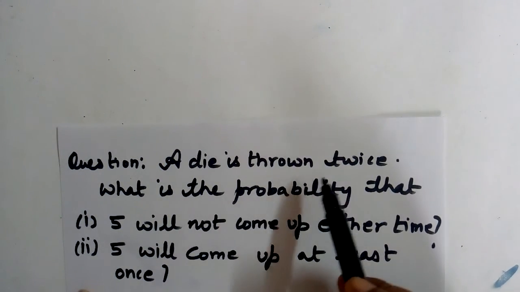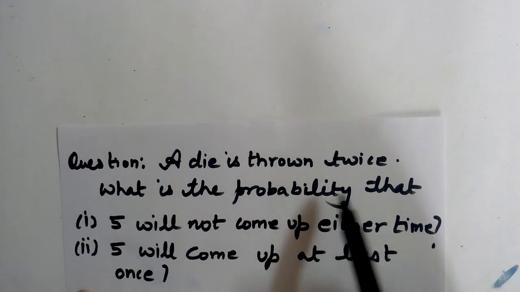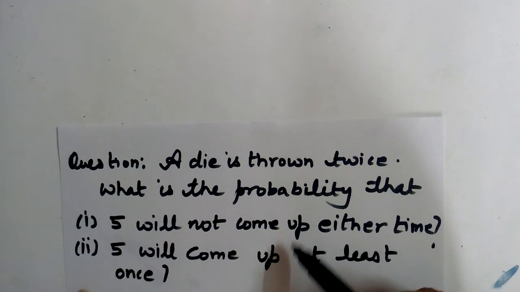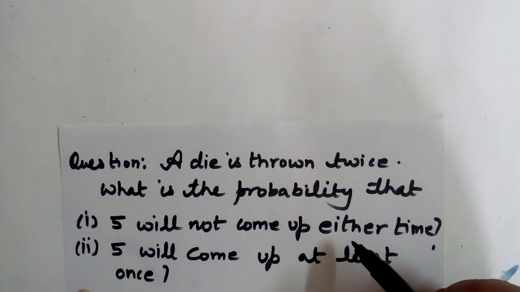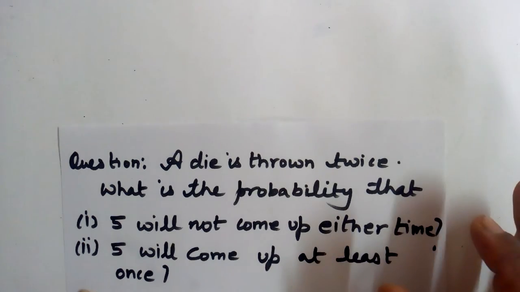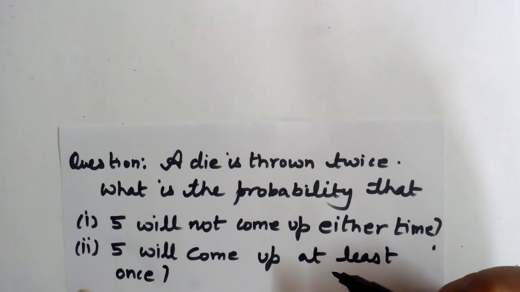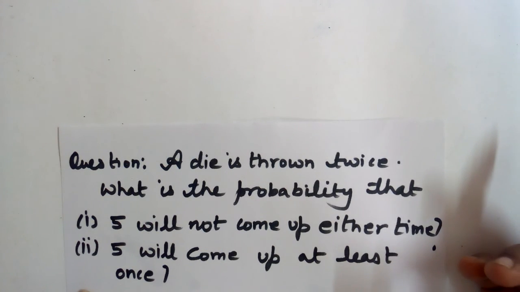A die is thrown twice. What is the probability that 5 will not come either time? And in the second part, we need to find out the probability that 5 will come up at least once. If we see both parts, we can find that they are complementary. Either time means 5 should not come at any time, and here 5 will come at least once. In the second part, at least once 5 has to come, or if it comes twice, it's also okay.